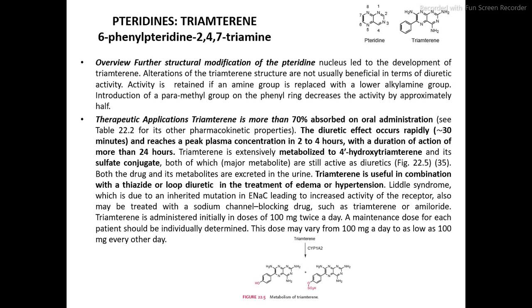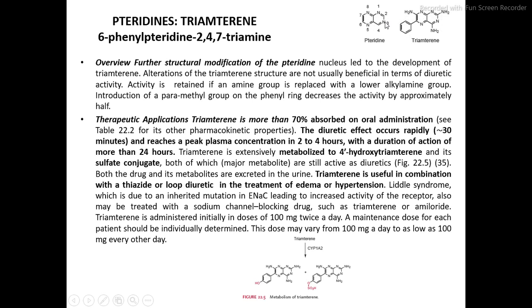So the first drug is triamterene. Triamterene belongs to the class of the pteridines. This is the pteridine ring. Now this pteridine ring is there in our drug, triamterene. The ring is the same, only there are amino substituents and a phenyl substituent.